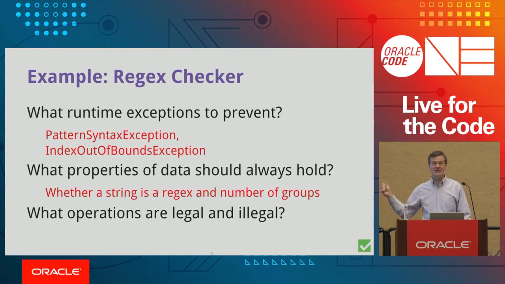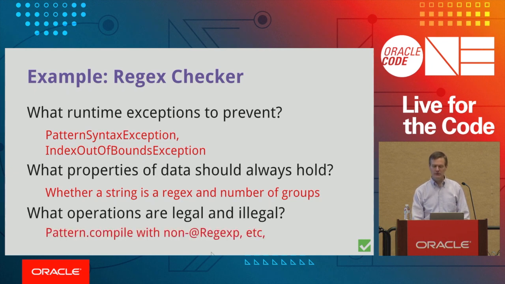And this is always going to be based on these properties of data. What are the operations we want to permit or prohibit? So Pattern.compile should only be called on things that are a legal regular expression. And then getting groups should only be permitted if there's that many capturing groups.